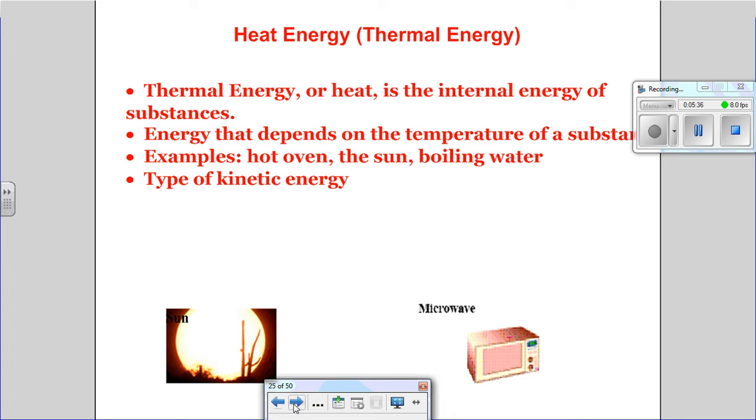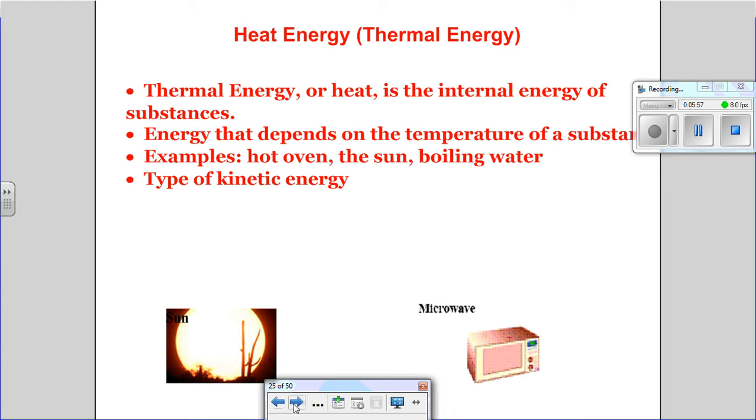All right, heat energy, which is also known as thermal energy. Oftentimes in textbooks you will see it labeled as thermal energy, but it's the same thing. Thermal energy or heat is the internal energy of substances. This energy will depend on the temperature of the substance. The higher the temperature is, the more heat or thermal energy the substance is going to have.